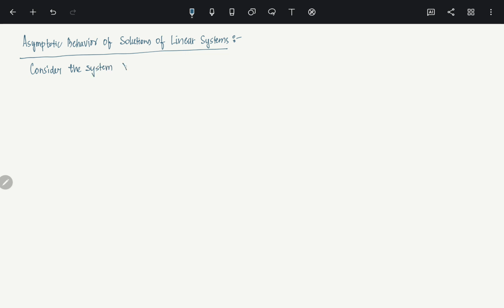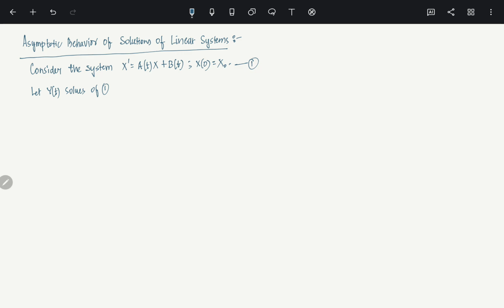x prime equals A of t times x plus b of t. Clear? And let us assume that x at the point 0 is x naught. Now for this system, let's say that if there exists a solution, we want to see what is the behavior of the solution, right? So let's call this system 1. Let y of t solve 1, so y is a solution for 1.